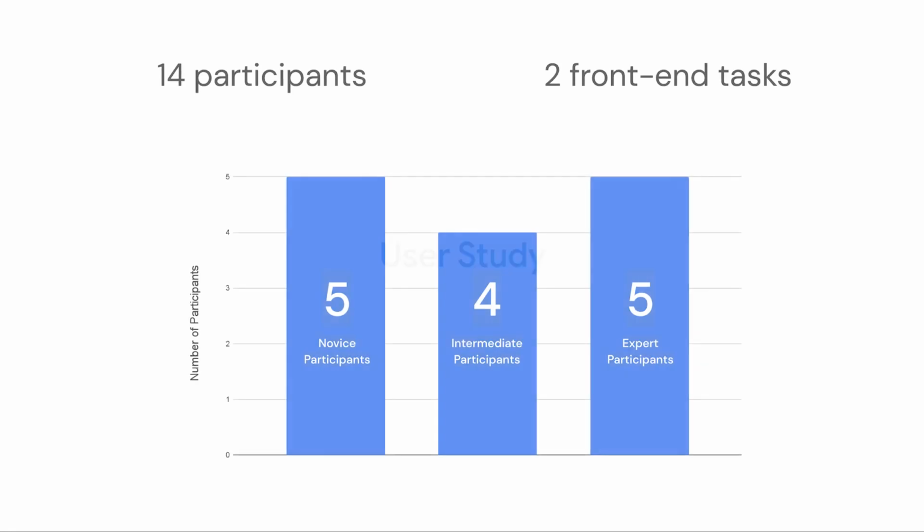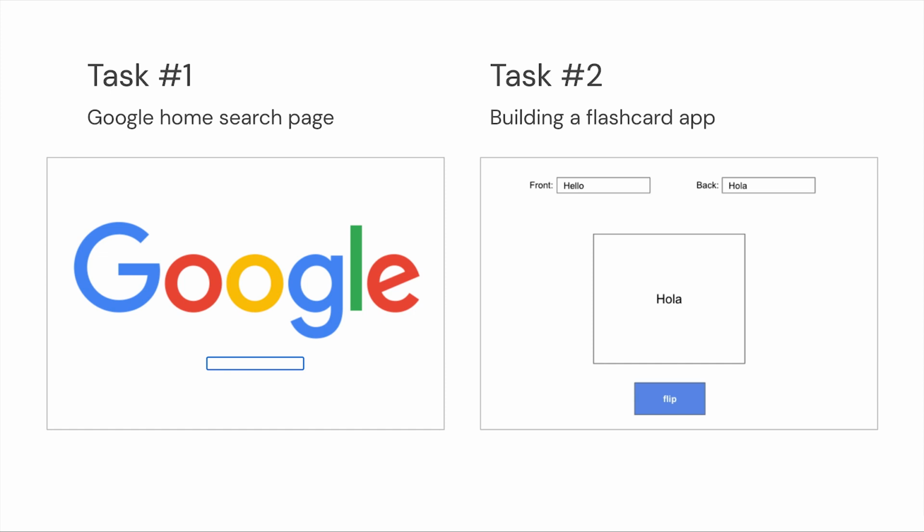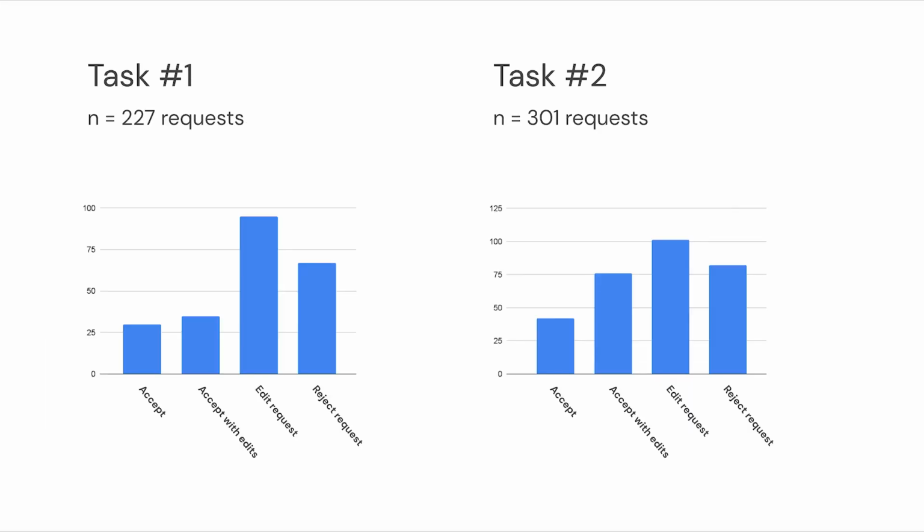To better understand the user experience of natural language code synthesis with large generative models, we conducted a user study of GenLine. In our study, 14 participants with differing levels of front-end programming experience completed 2 front-end tasks: creating the Google search homepage and building a flashcard app. Our results indicate that while this form of natural language code synthesis can sometimes provide a magical experience, participants faced a number of challenges, accepting results less than 50% of the time.